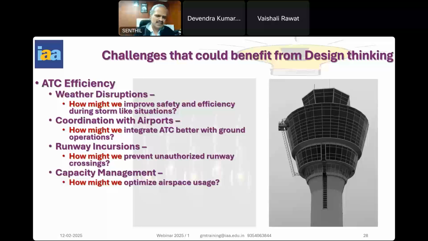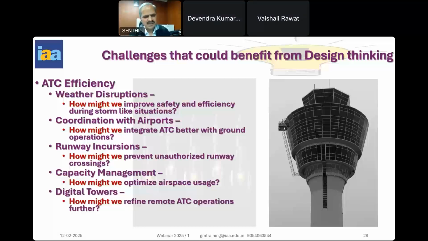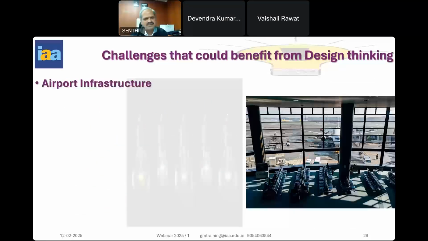The capacity management: how might we optimize airspace usage? Digital tower: how might we define remote ATC operation for that? So wherever a challenge comes, the first step is to write it down in a layman's way. Then we should process the entire problem, and ultimately we will reach a better solution.